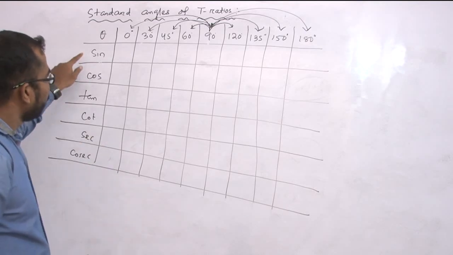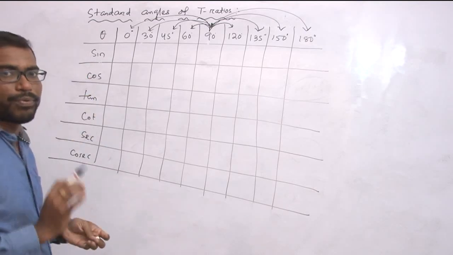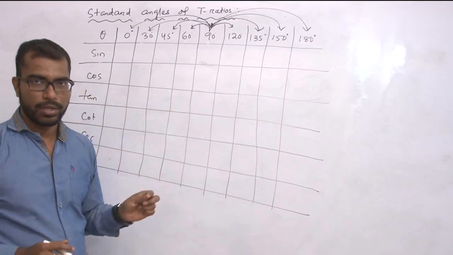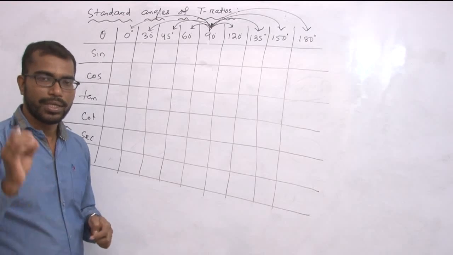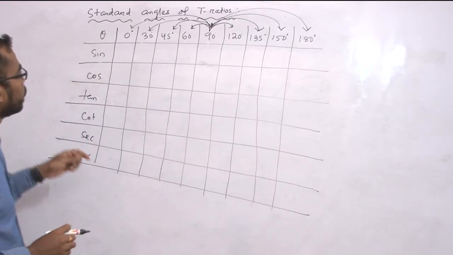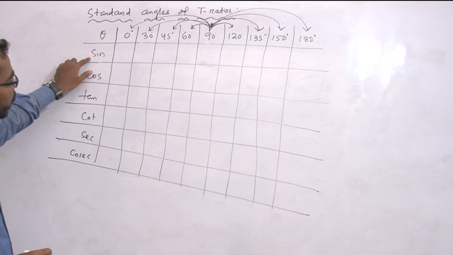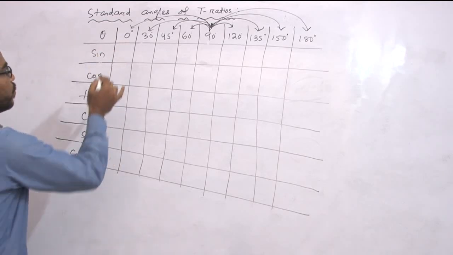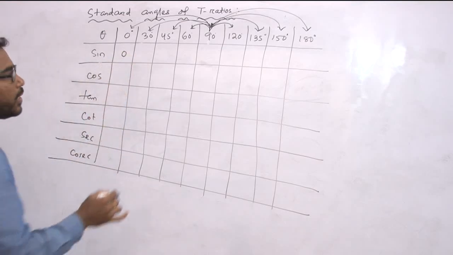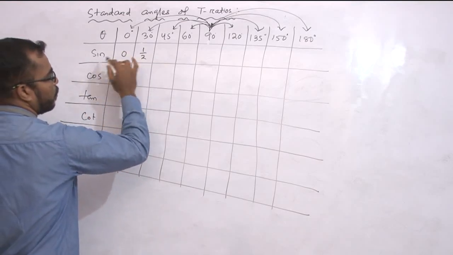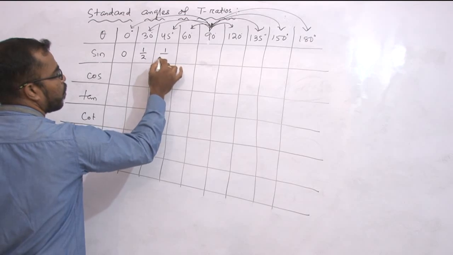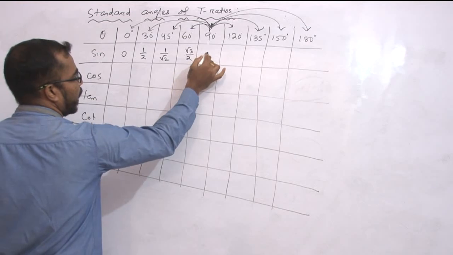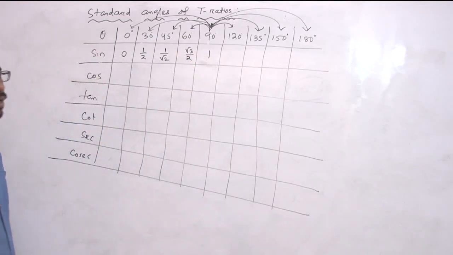Now, if you know the 5 angles, then you can write the total table. How to know and how to write? Here is a trick. You have to know the first 5 angles. That means sine 0 degree is equal to 0, sine 30 is equal to 1 by 2, sine 45 degree is equal to 1 by root 2, sine 60 is root 3 by 2, and sine 90 is 1.